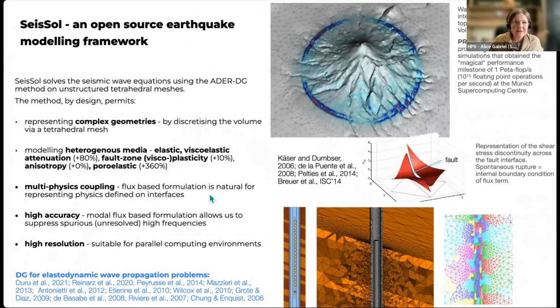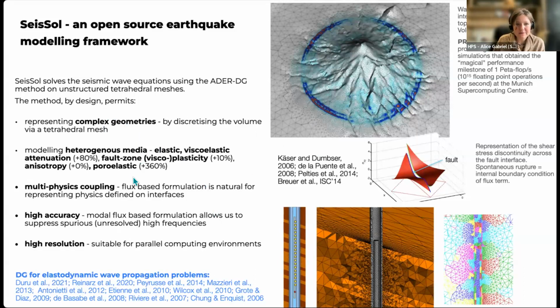Okay, so SeisSol, as I said, is an open source earthquake modeling framework. As I wanted to illustrate in the previous examples, it has a couple of advantages. One of them is that we can represent complex geometries. We're using unstructured tetrahedral meshes, which is very suitable, for example, for meshing volcanoes, for meshing intersecting fault systems, and accounting for geometric complexity.